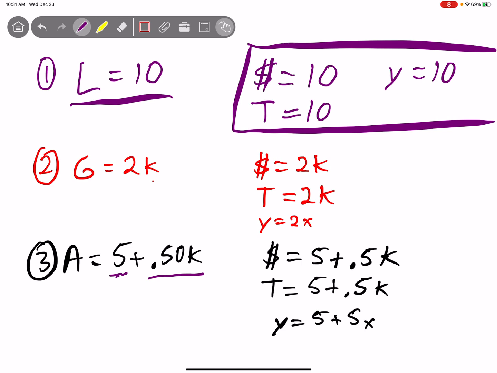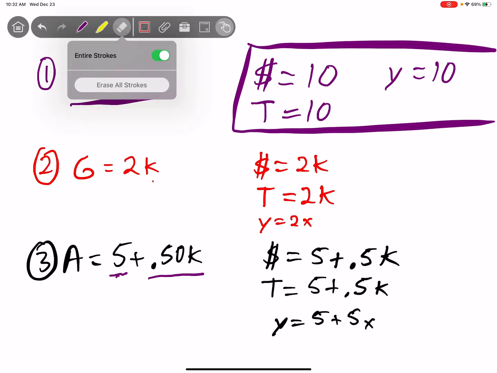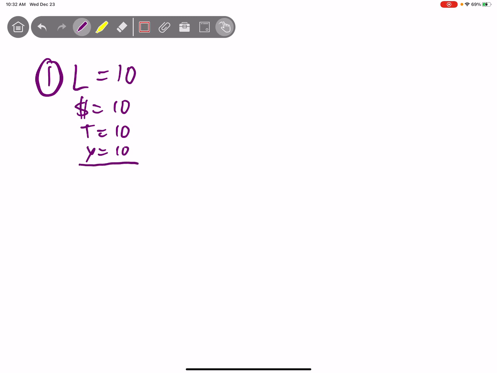Now, what if I wanted to represent these on a table? How would that look? All right, so let's put these on a table. I am going to erase all this and rewrite. First off, let's start with Leanne. Leanne's was either L equals 10, money equals 10, T equals 10, Y equals 10. It doesn't matter which one you use. I am going to use Y equals 10 because of my table. Makes things easier for me.